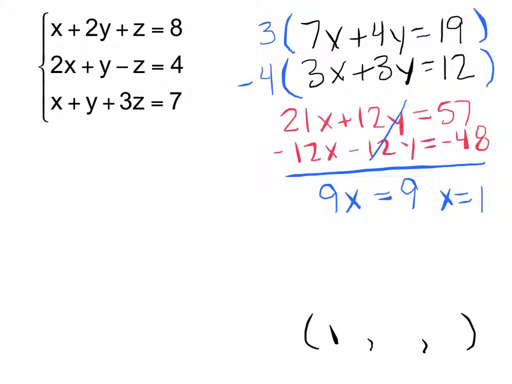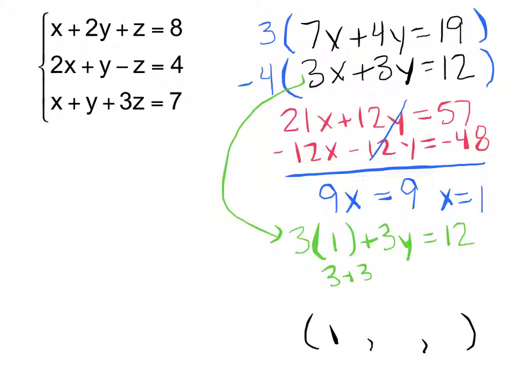And to find either y or z, we need to just work our way backwards. Let's find y next, since that's what's in our two variable system. What I'm going to do is pick one of the four equations to plug my x value into. I'm going to choose the second original equation because it's smaller. 3 times x plus 3y equals 12. So 3 plus 3y equals 12. Subtract 3 from both sides, so 3y equals 9. Divide both sides by 3, and we get our value of y, which is 3.